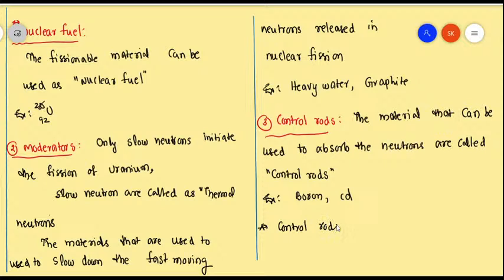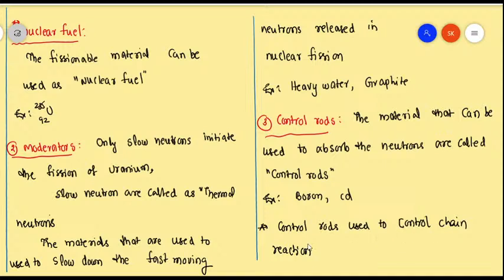Control rods are used to control the chain reaction. Control means if you want to stop the chain reaction, then we can use these control rods. You insert the control rods, and at that moment all the released neutrons are absorbed by the control rods. When the neutrons are absorbed, the chain reaction will be stopped.